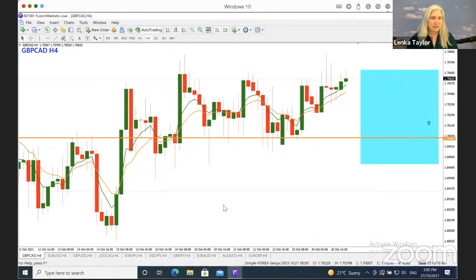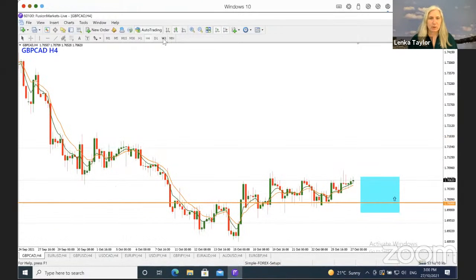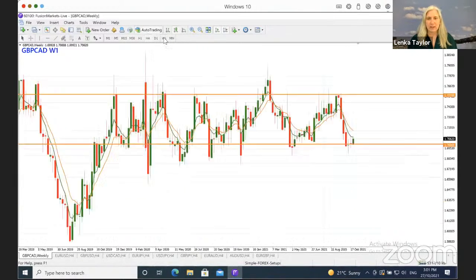So the first currency pair I'm looking at is GBP/CAD, and I'm looking for long. On the weekly, this is where we are. We've been ranging for quite some time. So we're at the bottom of the range and I'm looking for a long from here.